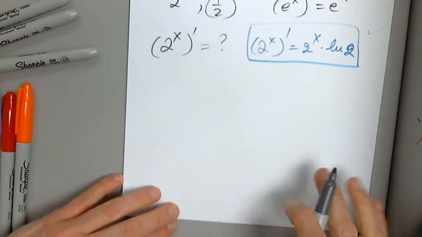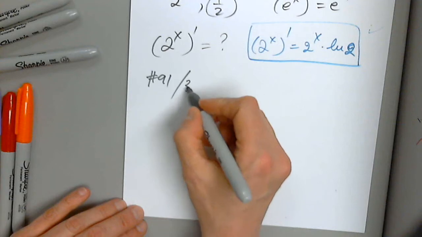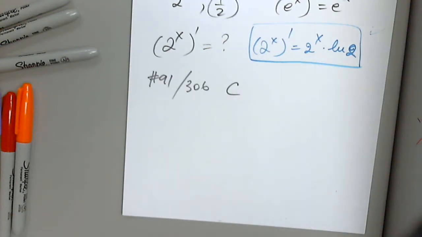So let's look at 91 on page 306. And then please choose anything else you want. Medication concentration. The concentration C in parts per million.